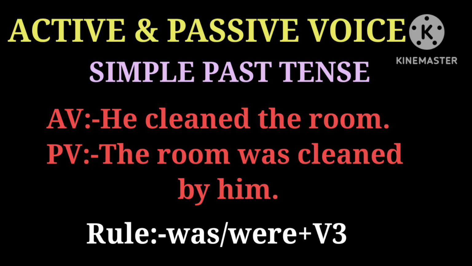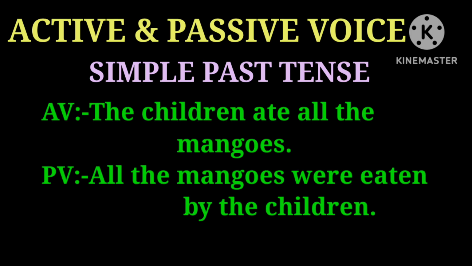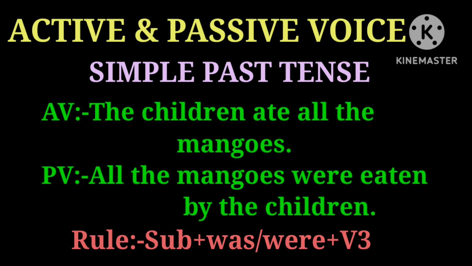Next example, the children ate all the mangoes. In passive voice, all the mangoes were eaten by the children. Here we can observe the rule for changing simple past into passive voice. That is, subject plus was or were plus V3. So this is the rule for changing simple past tense into passive voice.